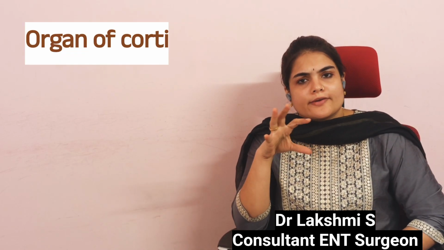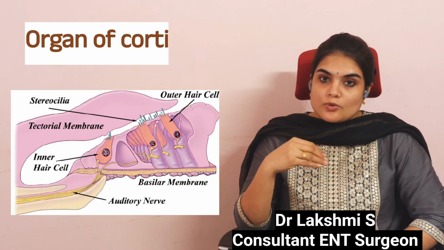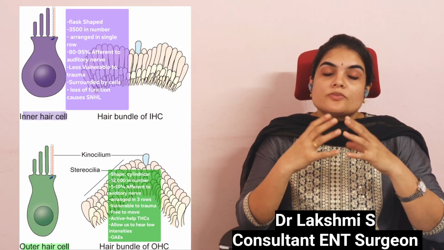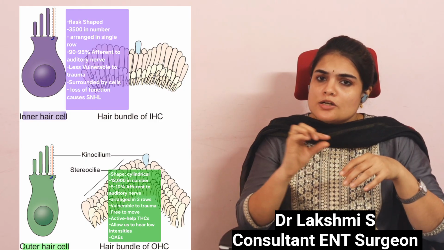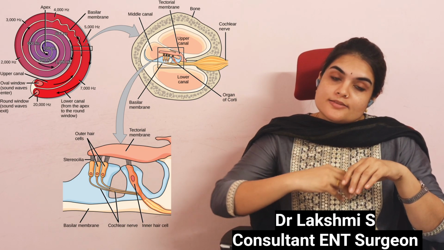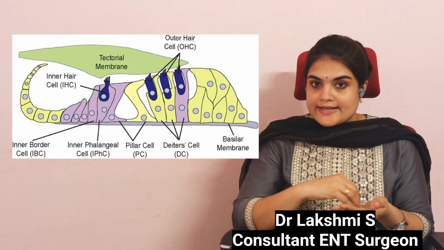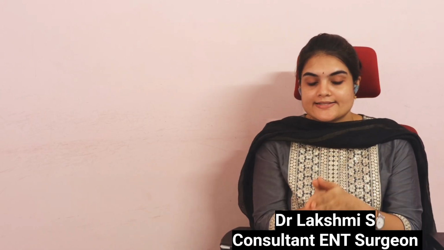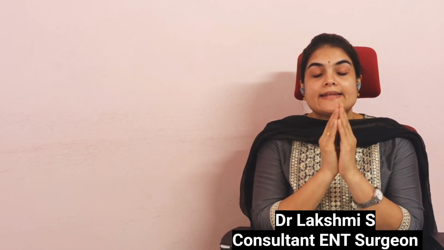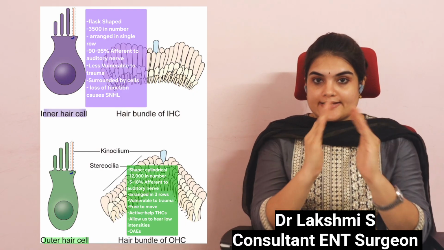In brief about the organ of Corti, the organ of Corti contains the inner hair cells and the outer hair cells. The inner hair cells are around 3,500 in number, and they are arranged in a single row along the entire scala media, around the entire basilar membrane. The outer hair cells are arranged in 3 rows, just lateral to the inner hair cells. Inner hair cells are medial, outer hair cells are lateral, and inner hair cells are flask shaped, whereas outer hair cells are cylindrical shaped.